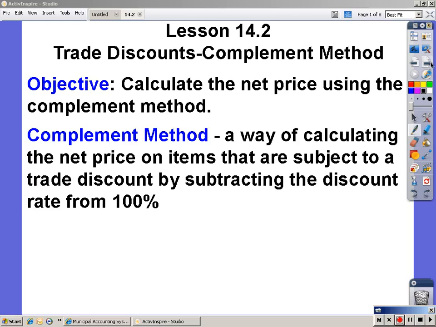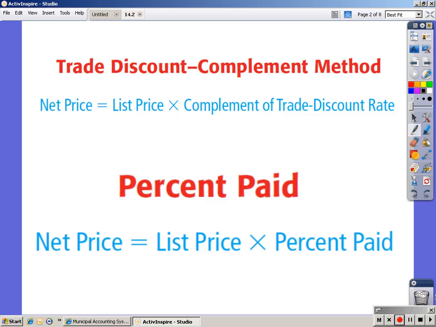Okay, moving along. A couple of quick formulas. The trade discount complement method. Net price equals list price times complement of the trade discount rate. And percent paid is net price equals list price times percent paid. Okay, get that copied and then resume play.